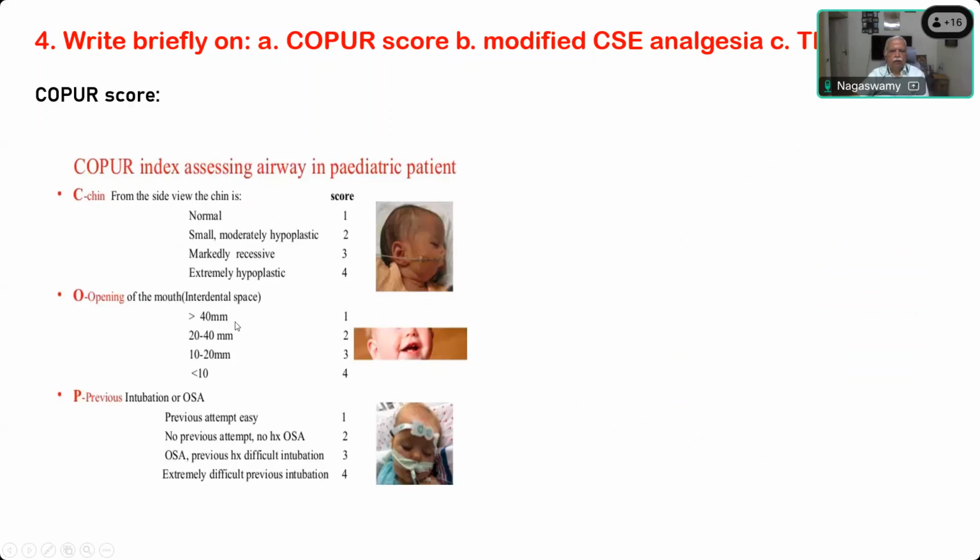If it is more than 4 centimeters, it is considered normal. Then if it is less than 1 centimeter or 10 millimeters, it is considered an extreme degree of restricted mouth opening. And similarly, a patient who had a previous intubation attempt or who has a history of OSA, this history has to be taken into consideration. So previous attempt, if they have done an easy intubation and a child comes for a repeated surgical procedure, you give a mark of 1.